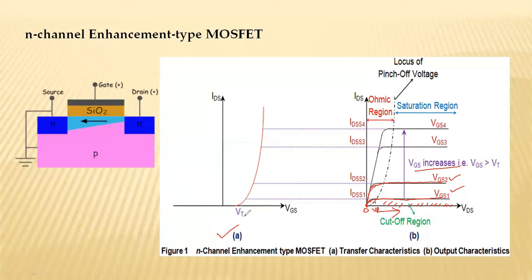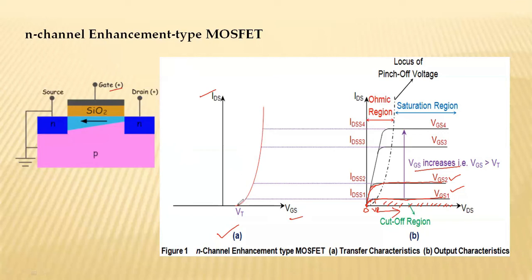These are drawn for constant VDS and plotted between VGS and IDS. As you go on increasing VGS positively, here the gate voltage is positive, the width of the channel increases. Therefore, the current flowing through the MOSFET also increases.